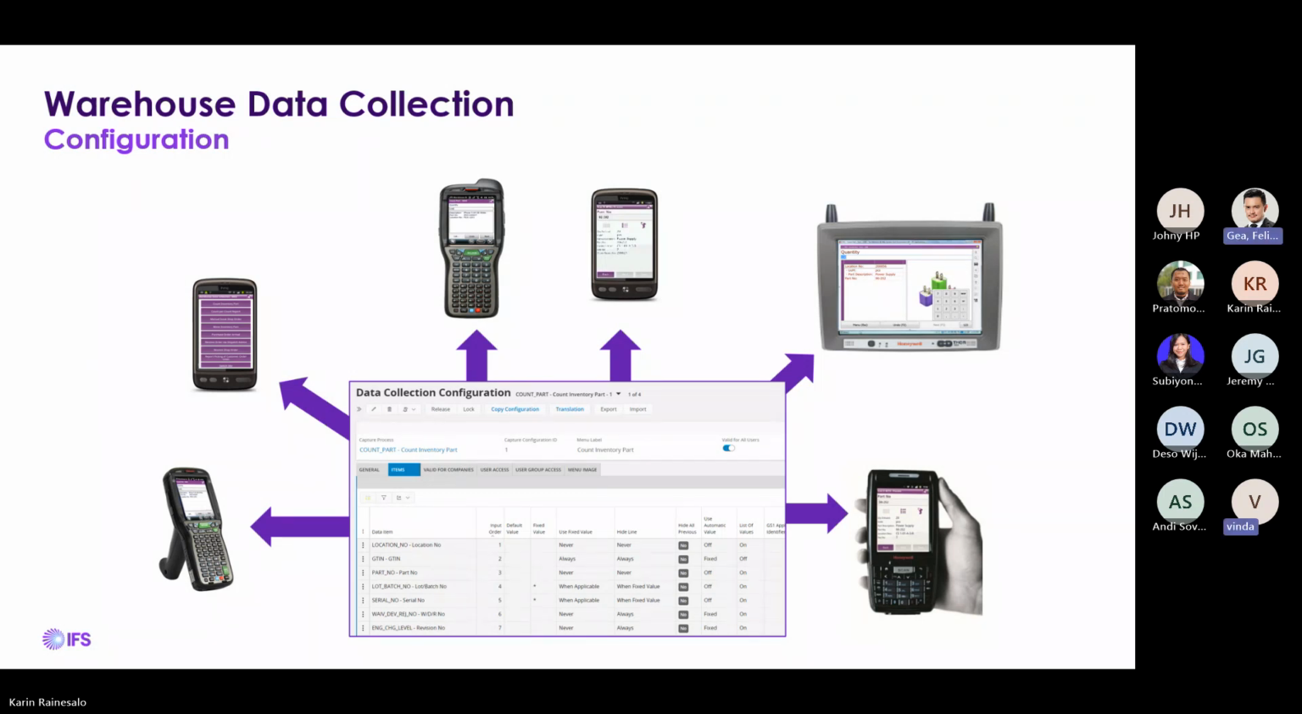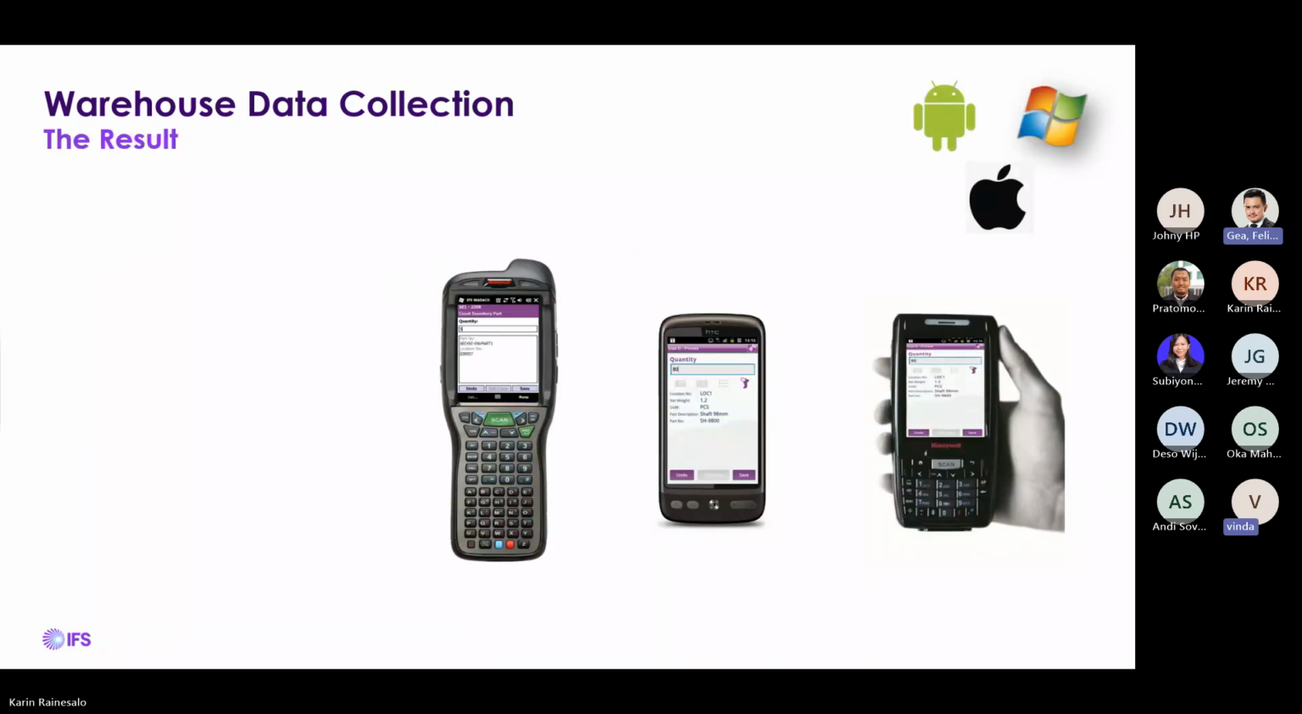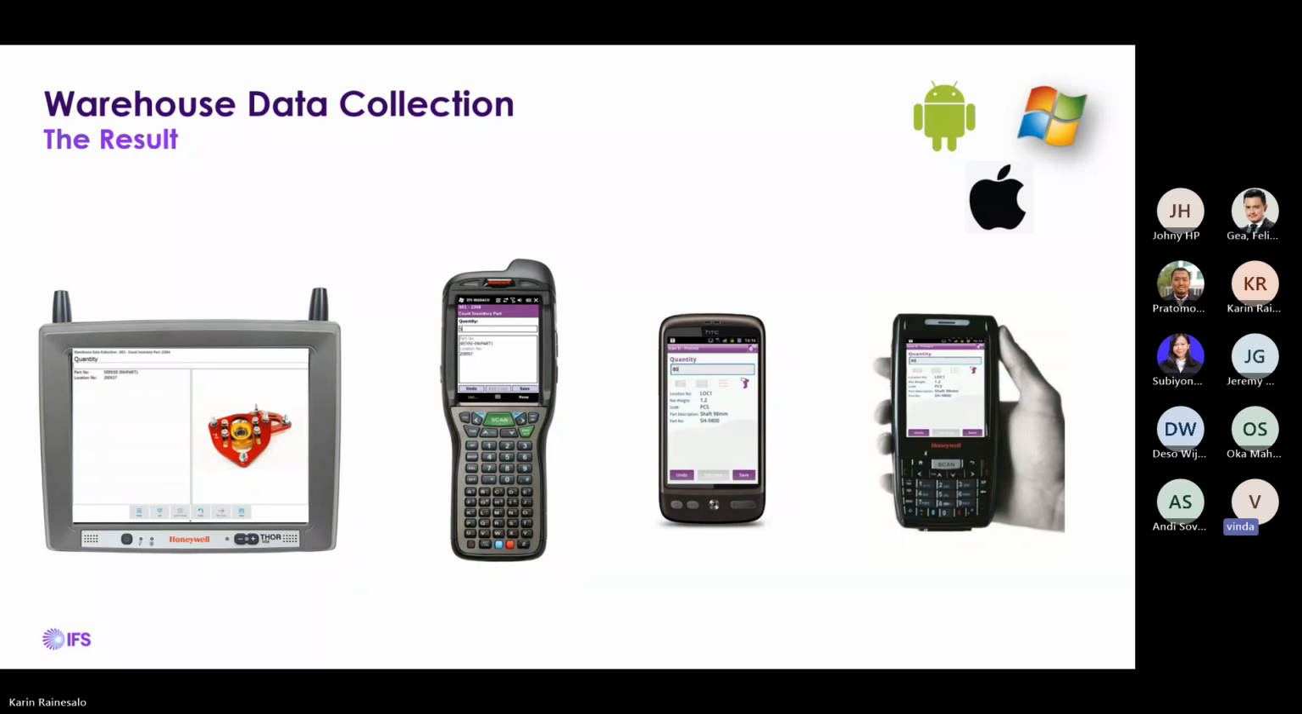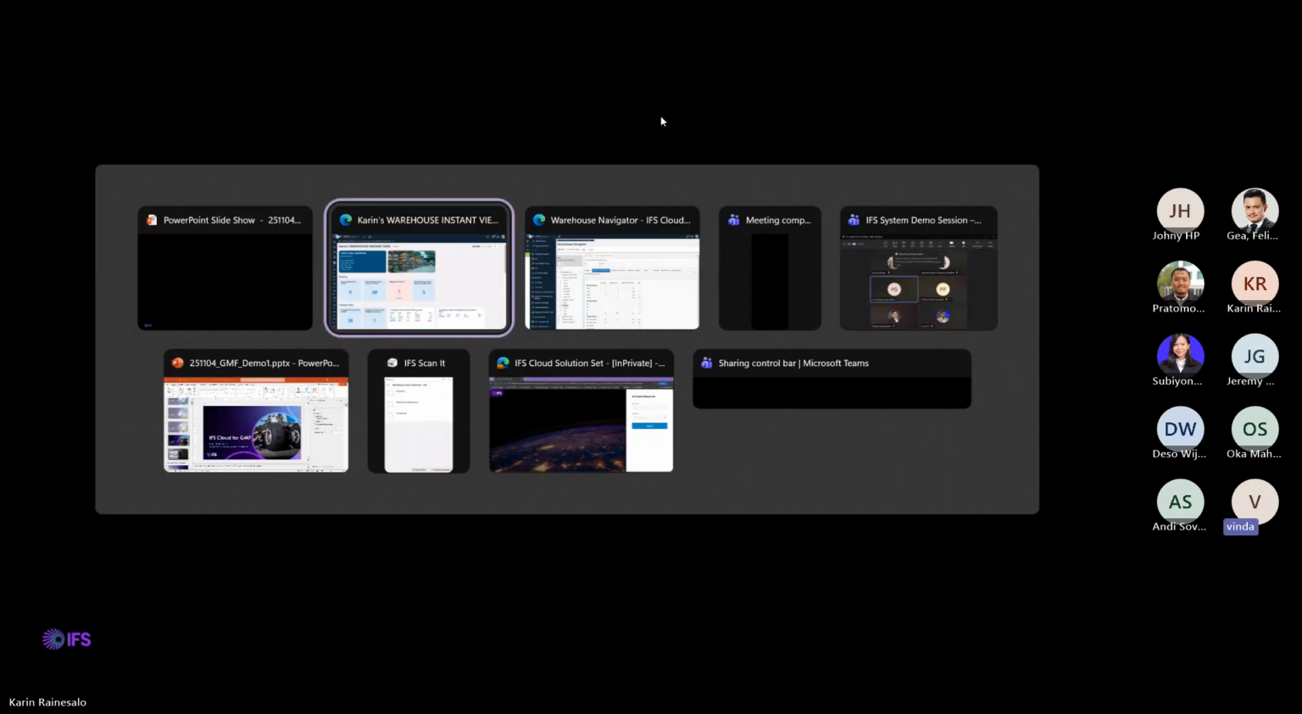So the thing with warehouse data collection is that everybody wants to do warehouse data collection differently. We support over 70 configurations, and I'm going to show you an example of that here. You write the configuration one time and it goes out to the device, no matter what kind of device it is. So you could be using 12 different kinds of devices, and they will all get the same transaction. So I want to show you what that would look like.